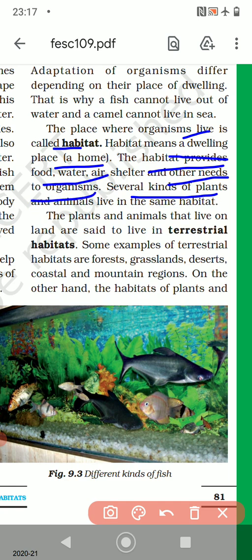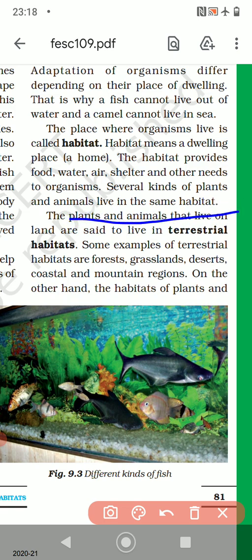Several kinds of plants and animals live in the same habitat. The plants and animals that live on land are said to live in terrestrial habitat. Children, please underline: the plants and animals that live on land are said to live in terrestrial habitat. So those plants and animals that are living on the land are called terrestrial habitats. Okay. Some examples of terrestrial habitats are, please underline, forest, grassland, desert, coastal and mountain regions.